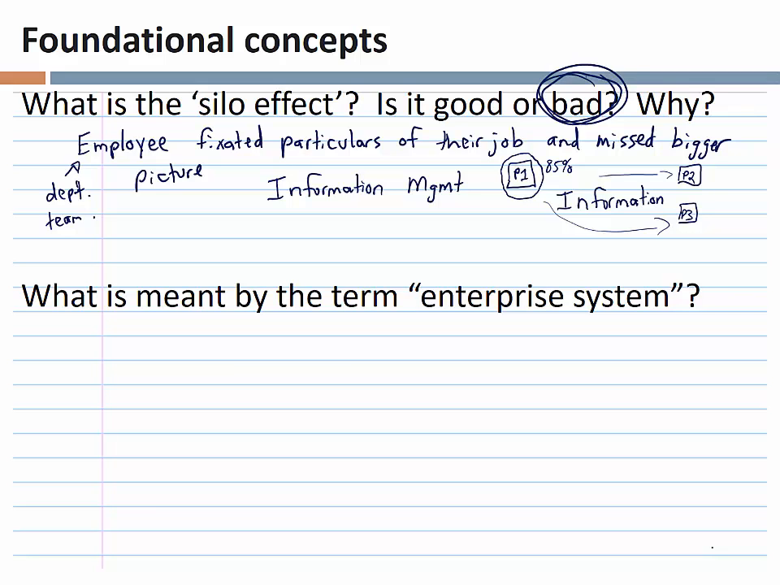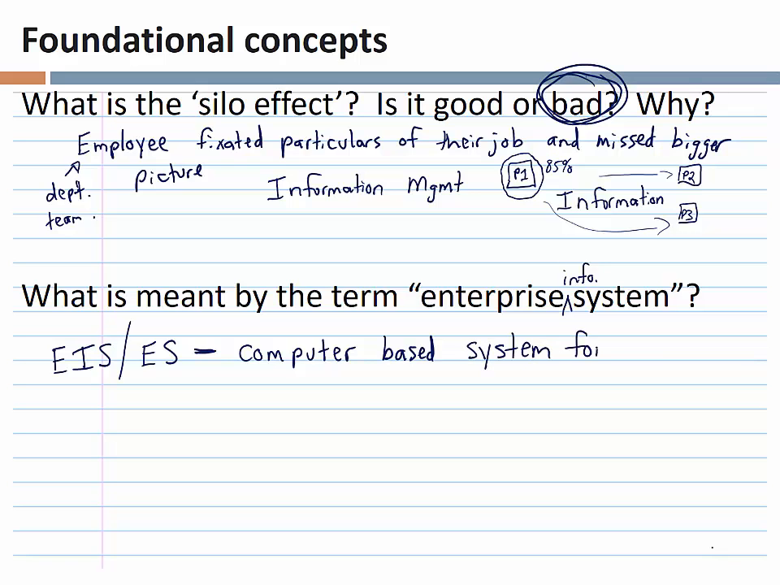Last thing, what is meant by the term enterprise system? Well, let's talk about two different things here. An enterprise system or an enterprise information system. Either of those two terms, which I'll abbreviate either EIS or ES. This is a computer-based system for sharing and using business information.